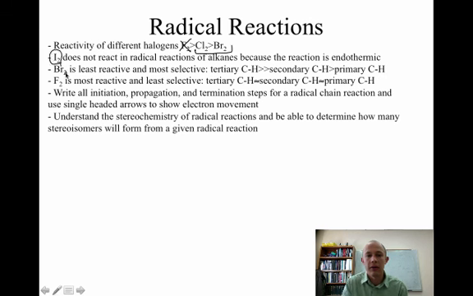Iodine does not react because it's endothermic. Bromine is the least reactive halogen that we're going to study and the most selective. So tertiary CH bonds react much faster than secondary, which react much faster than primary, whereas fluorine is the most reactive and least selective, so you're going to get mixtures. You will also get mixtures from chlorination. I want you to be able to understand the stereochemistry of radical reactions and predict how many different stereoisomers are going to form in a particular radical reaction.